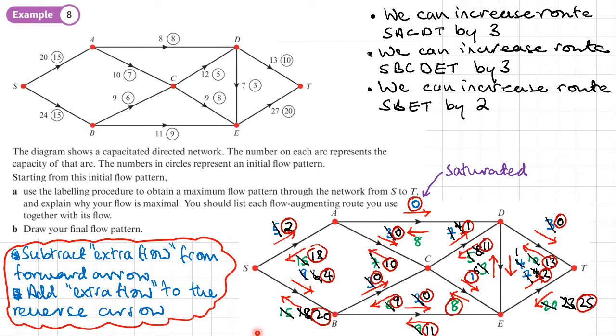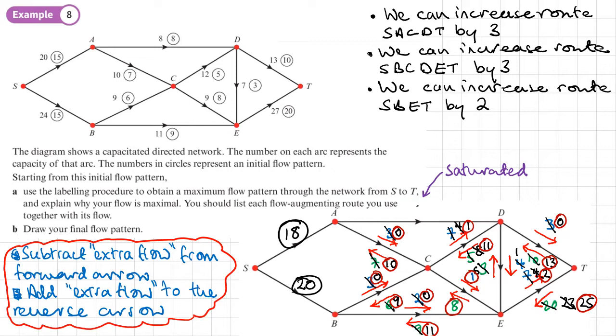So SA, the reverse flow, is 18. So 18 is going to be the new flow. So write down 18 here. This arc here, SB, its reverse arrow is 20. So 20 is going to be the new flow. So I'll write down 20 here. A to D, its new flow is the same as the old one. It's still 8. So 8 there, the number on the reverse flow. So we'll put 8 here, and it's saturated.